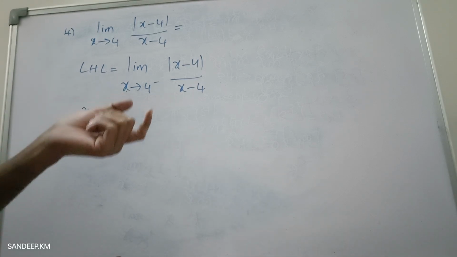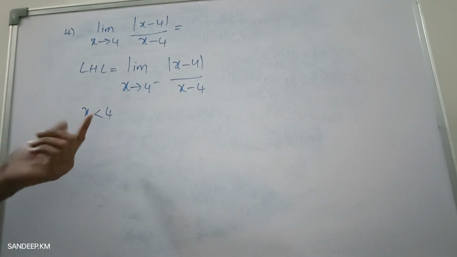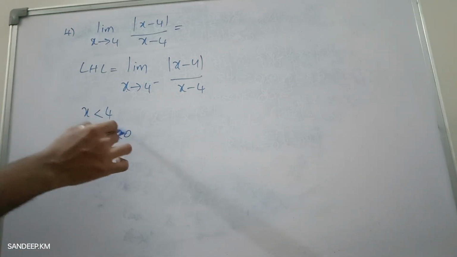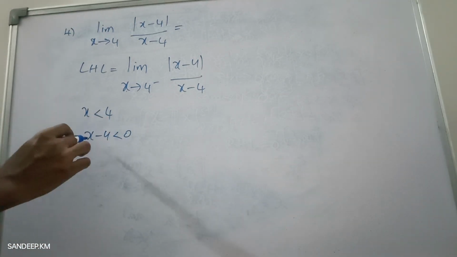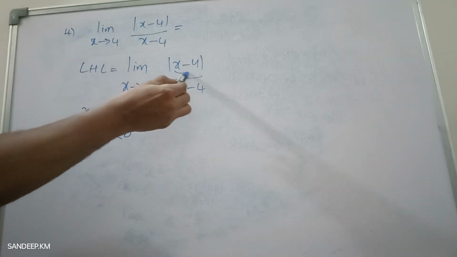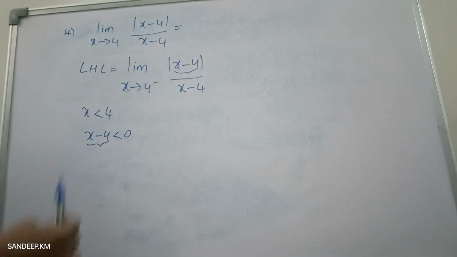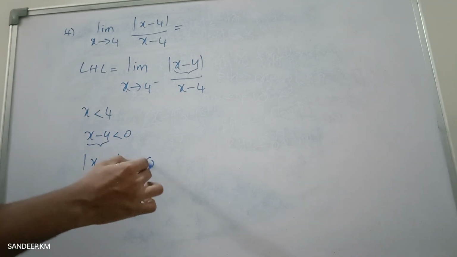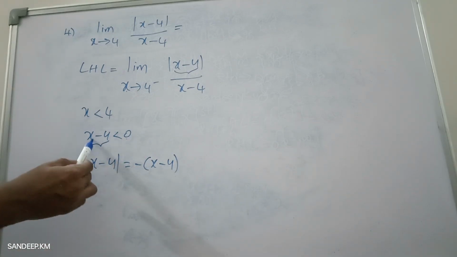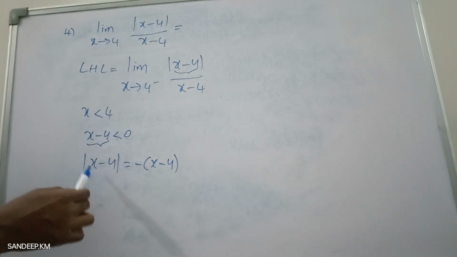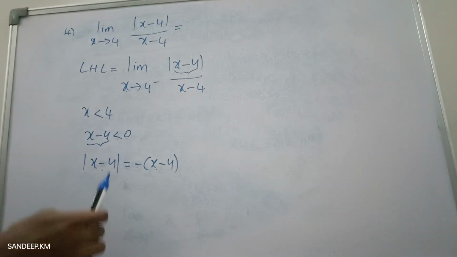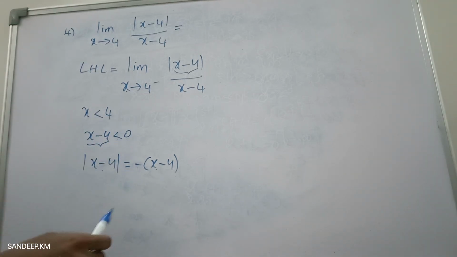X value is 3.99 something, which is less than 4. X is less than 4 means what? Take 4 to the left side: x minus 4 is less than 0. X minus 4 is inside this modulus and it is a negative value. So according to the properties of modulus, mod of x minus 4 will be equal to minus of (x minus 4). If x minus 4 is less than 0, then the modulus of this will be the negative of it, according to the properties of modulus. It is important to understand modulus functions.